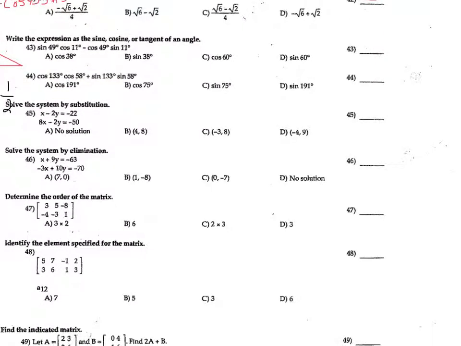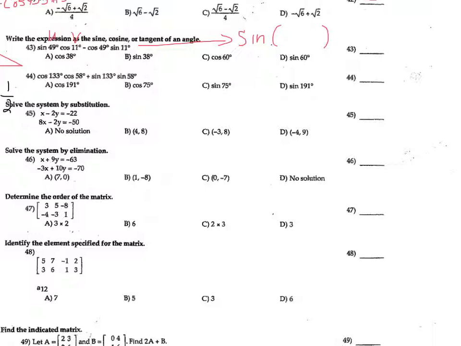Now this one we need to figure out. What is supposed to be the trig function that gives you that? So it's sine, cosine, minus cosine, sine. So that is supposed to be coming from sine. Okay, so that's going to be sine. And what is u and what is v? 49 is u, v is 11.